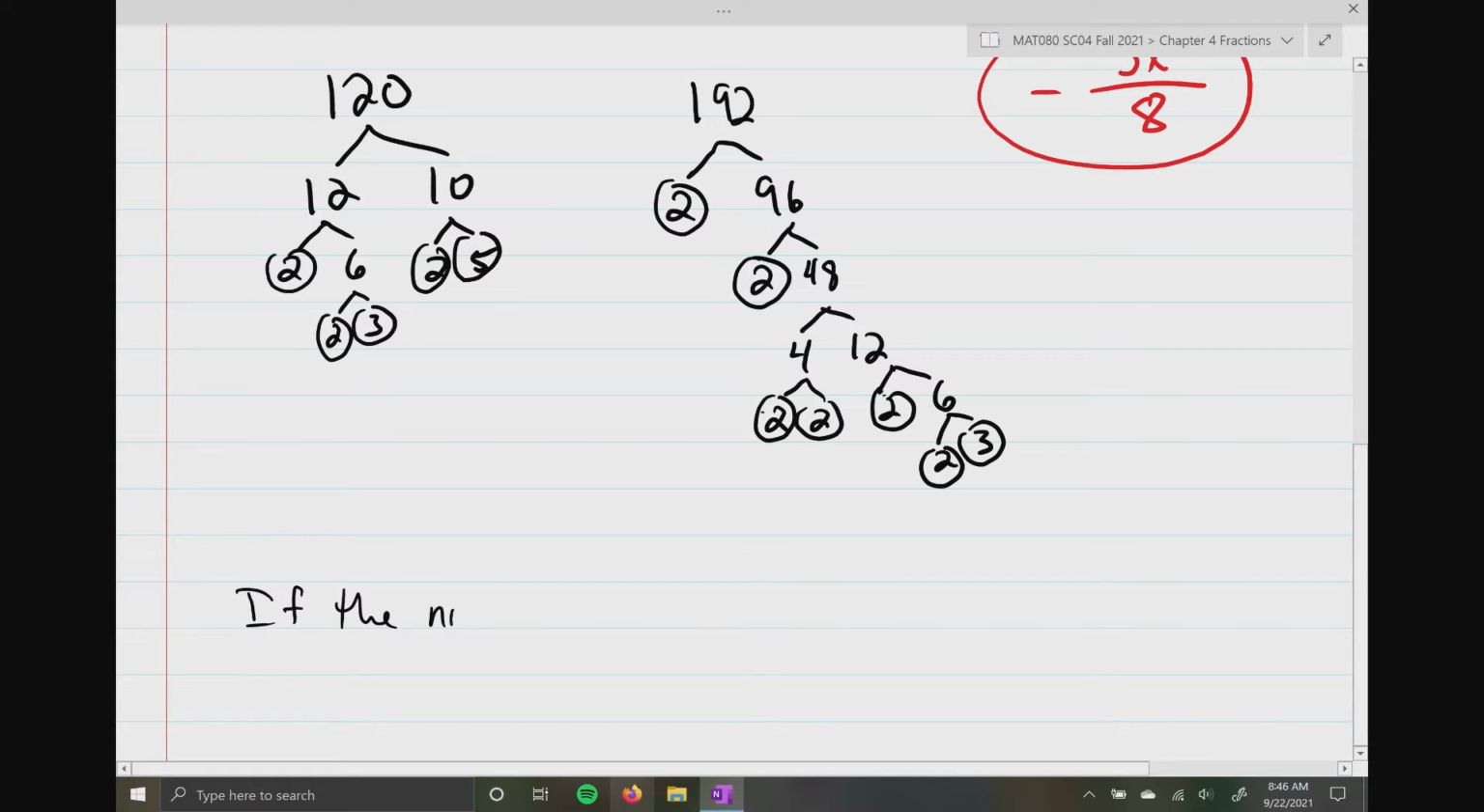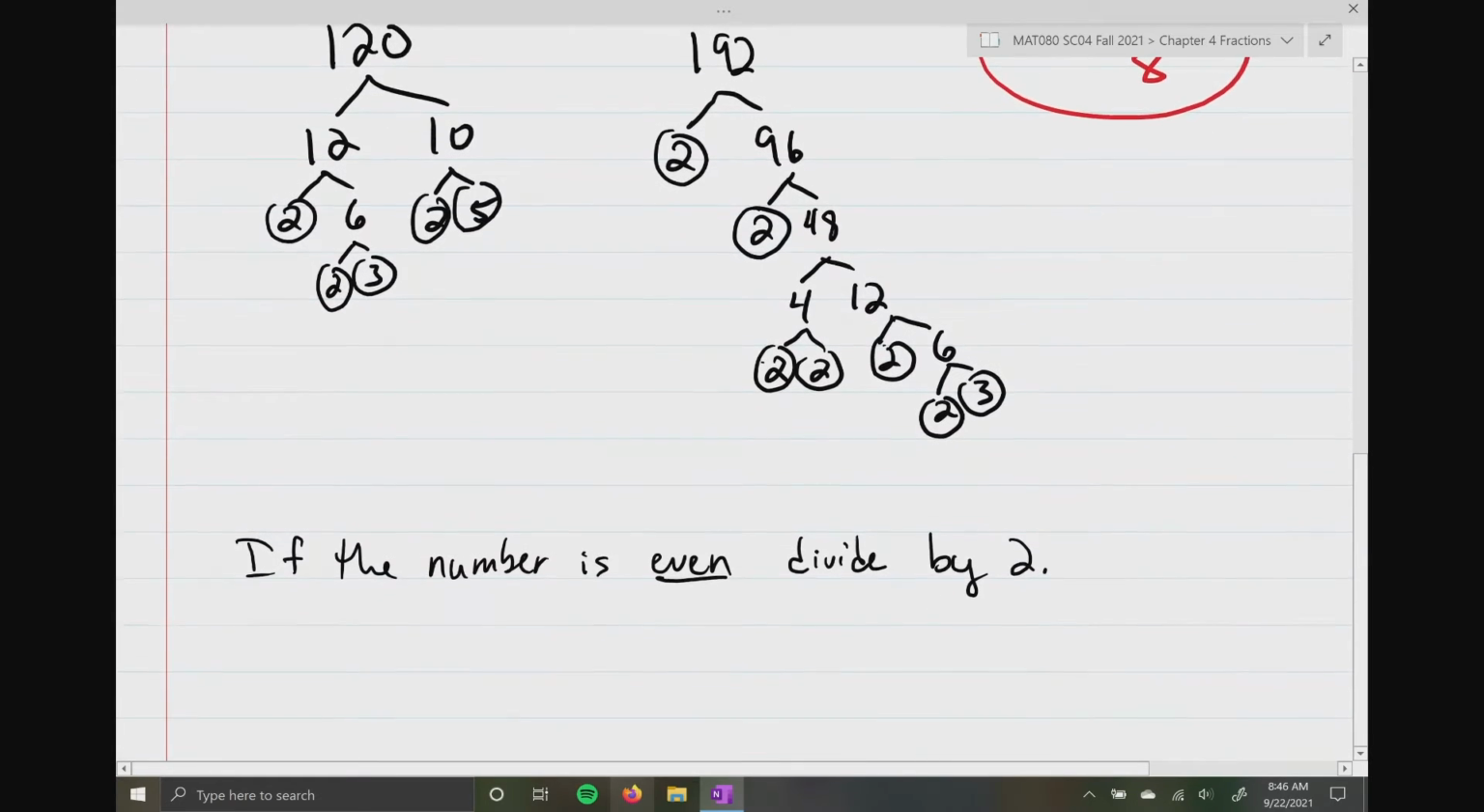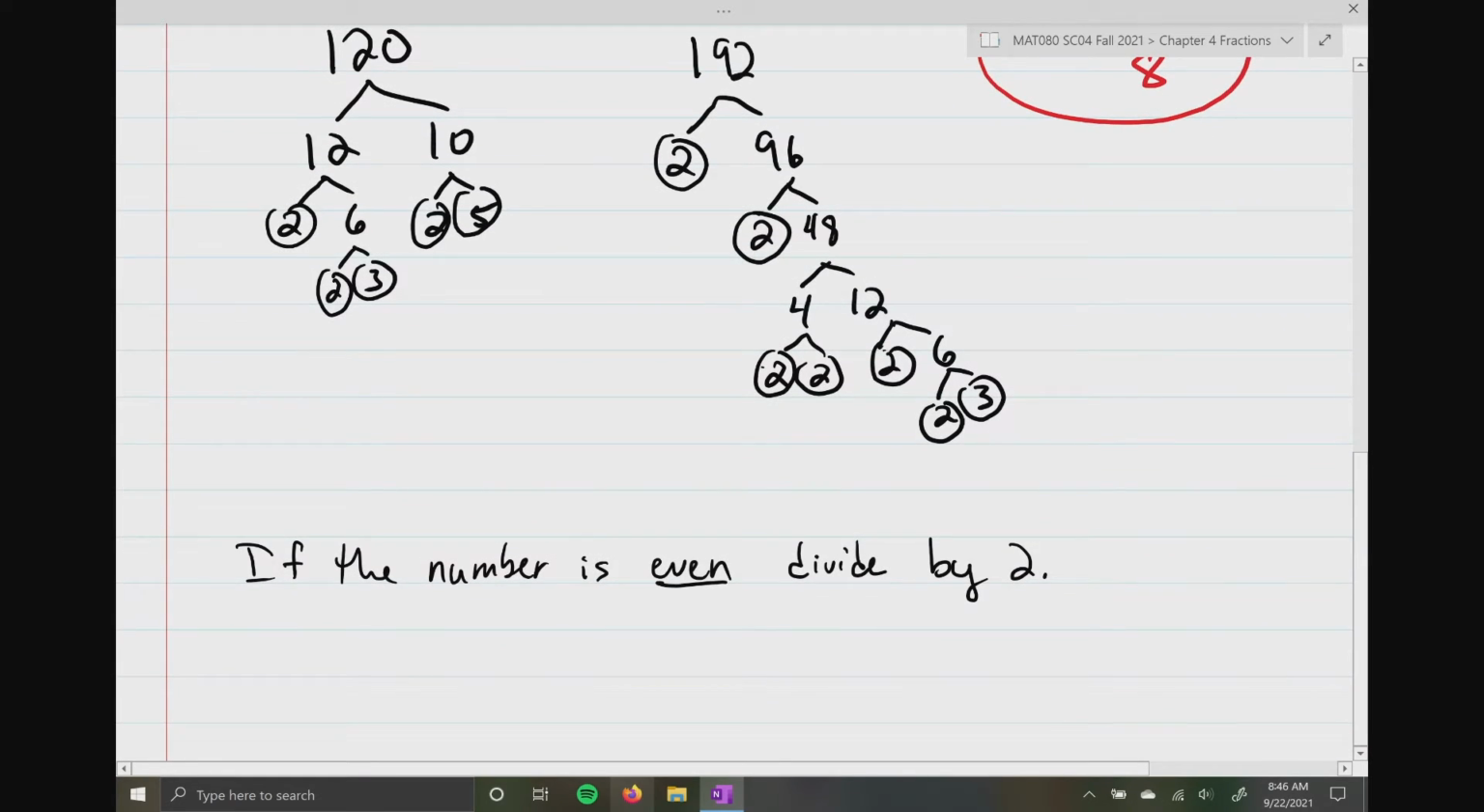If the number is even, you can always divide it by 2.